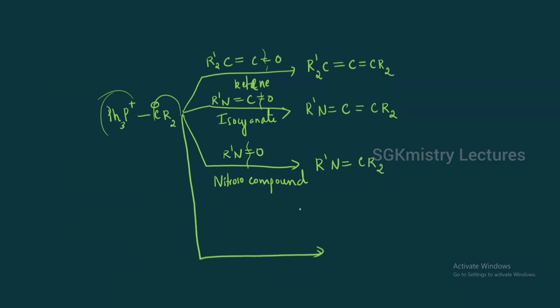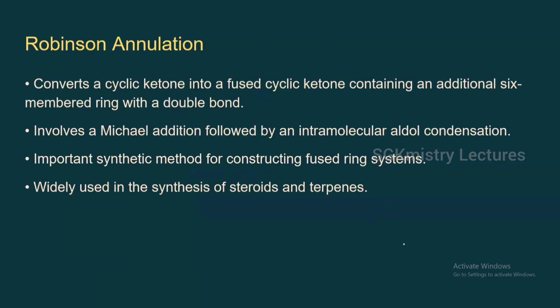So again, if you're going to treat it with the ylide, let us take R'2C double bond NR, that is an imine. You're going to get R'2C double bond CR2. Okay, so these are the applications of this Wittig reaction.